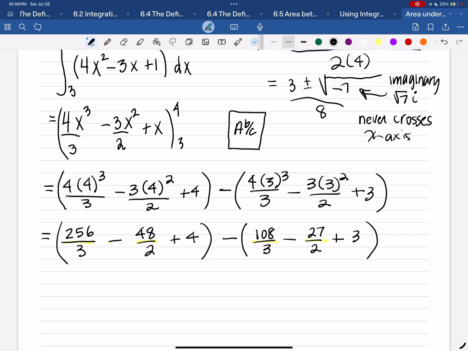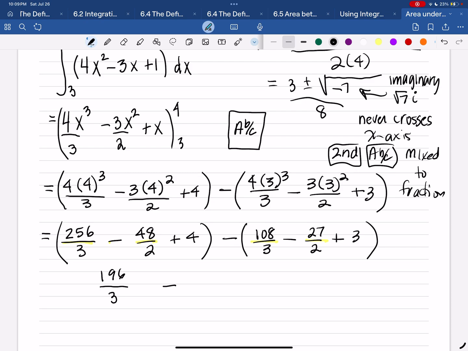Now it comes out as a mixed number, so you want to go second and the fraction key again, and that changes it from a mixed number to a fraction. They did not ask for any mixed numbers, they said a fraction. Okay, so second fraction key, enter, and that's 196 over 3. Minus, so 108 fraction key 3 minus 27 fraction key 2 plus 3.